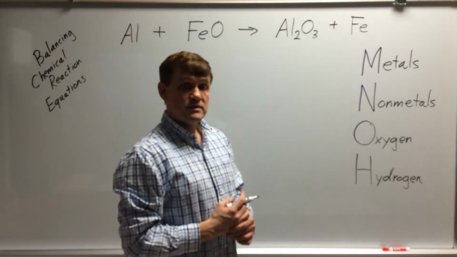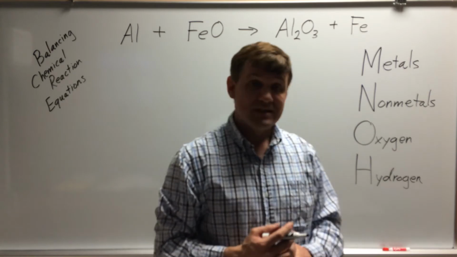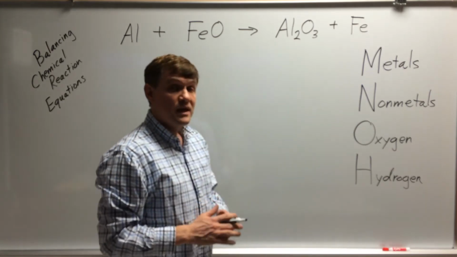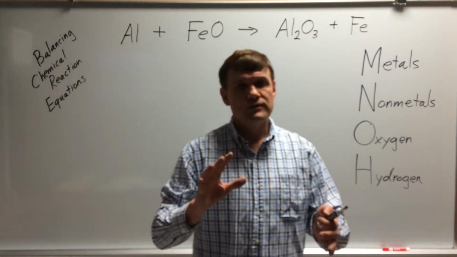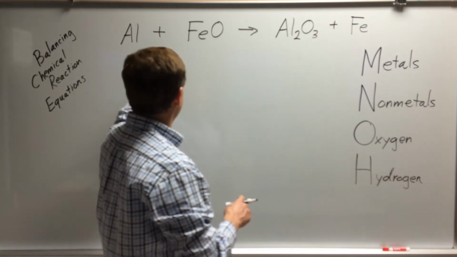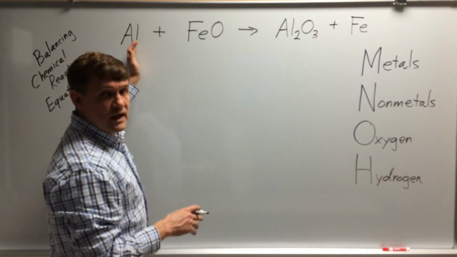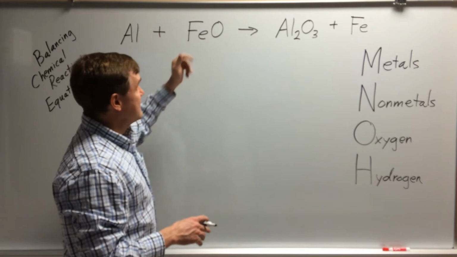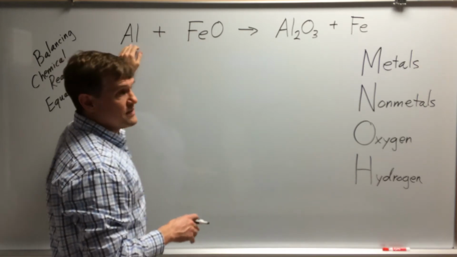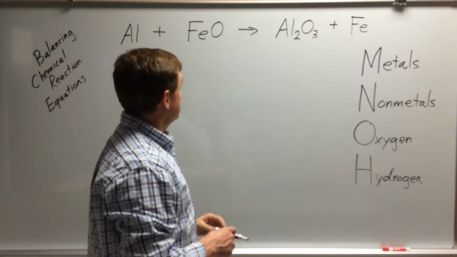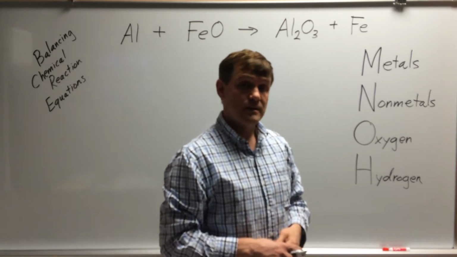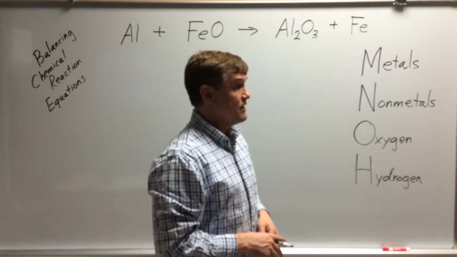Let's start with the metals. Last time we didn't have any metals. This time we actually have 2. And so the question becomes, well, which one do you do first? Usually you just pick the one that's further to the left and do that one first, and then you go to the next one. So in this case, I've got aluminum on the left, and the next element that's a metal is iron, or Fe.